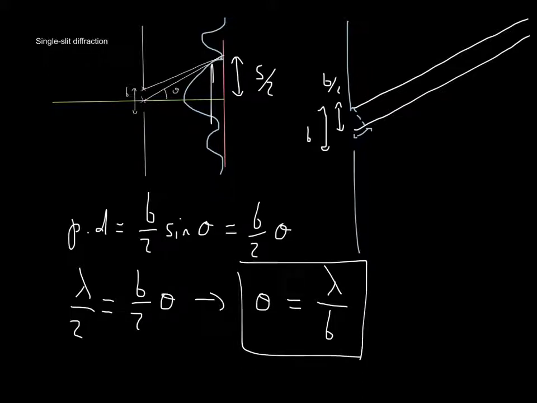And that's it, I'm done. So the idea, this is called the angular width. It just tells us at which angle I'm going to get the first minimum of interference. And if you look at this formula, it really fits our common sense.